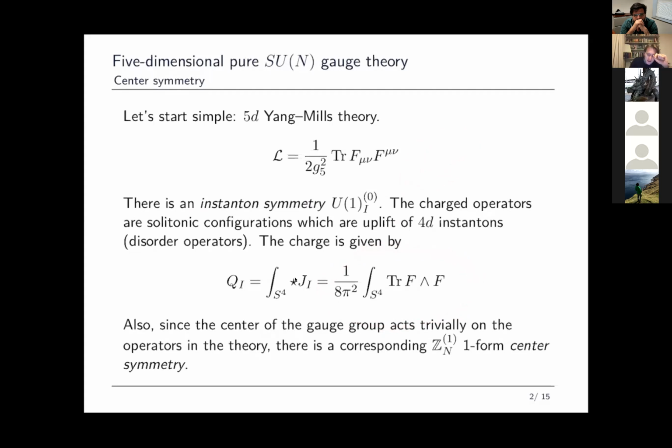Furthermore, we notice that the current, which is star trace F wedge F, is conserved just by virtue of the Bianchi identity, without the need to resort to any equations of motion. Moreover, since the only field in the theory is the gauge field, which is trivially in the adjoint, there is also a Z_N center symmetry. It is a one-form symmetry in the sense that the charged operators are extended objects, namely Wilson lines that are simply multiplied by an Nth root of unity as I act with the symmetry on them.